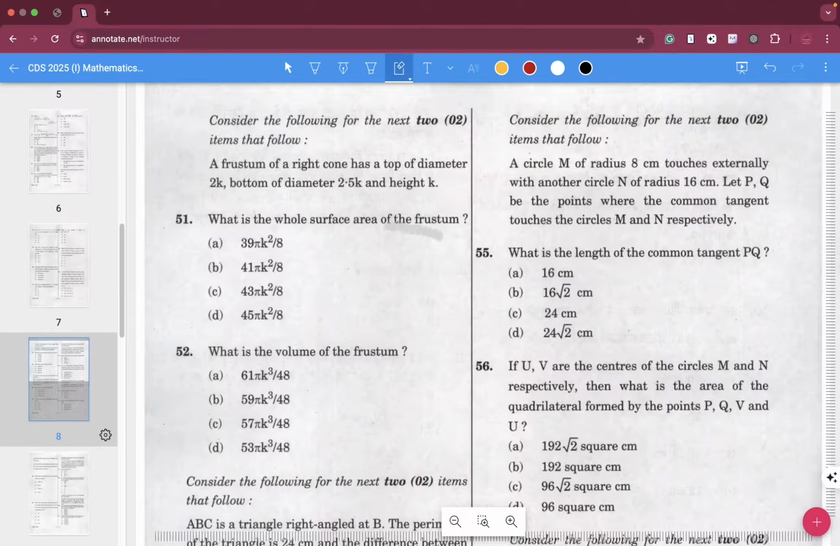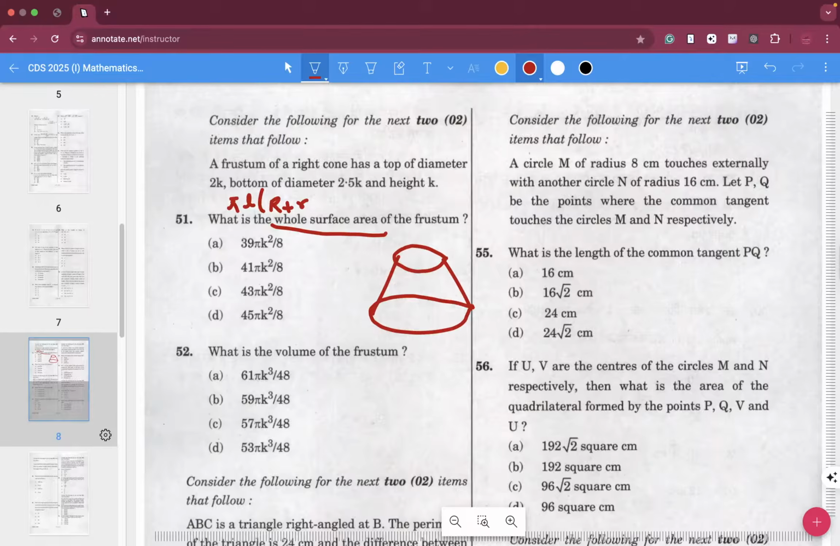A frustum is a truncated cone. It looks something like that, folks. And what is the total surface area, or whole surface area, of a frustum? It is given by pi l into (R plus r) plus pi R square plus pi r square.